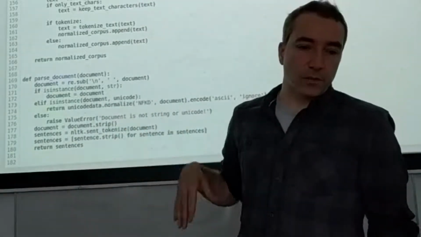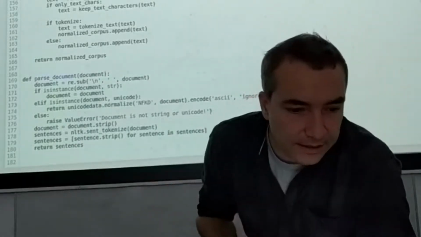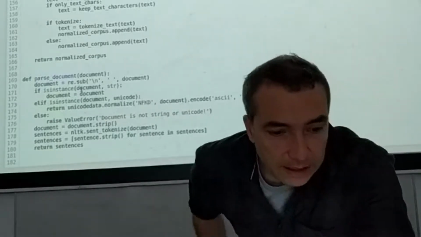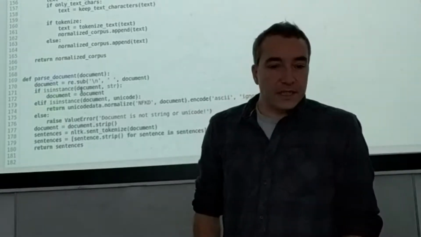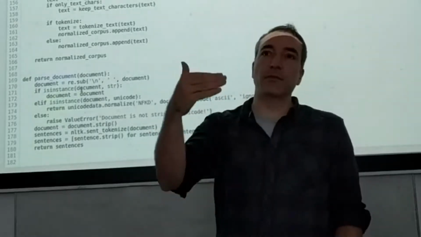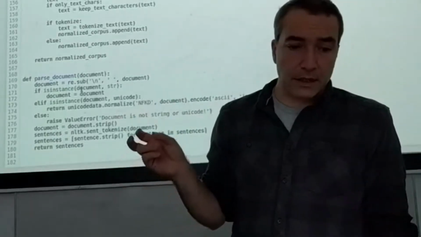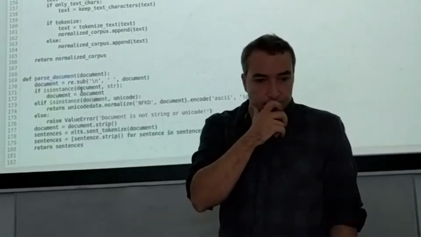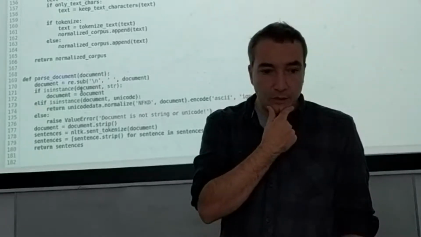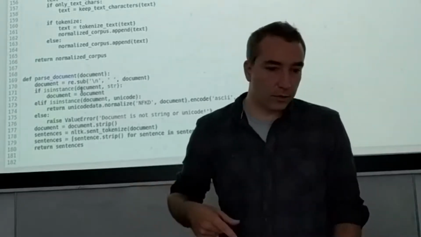So what the parse document function does in the end is, first of all, it removes the breaks from one line to another line and just replaces them with a single space. And then it checks if the document is coded in Unicode or not. And if it's not in Unicode, it's coded in Unicode.